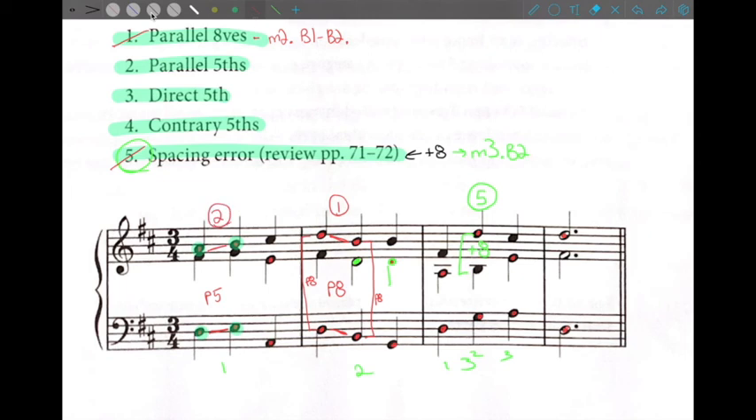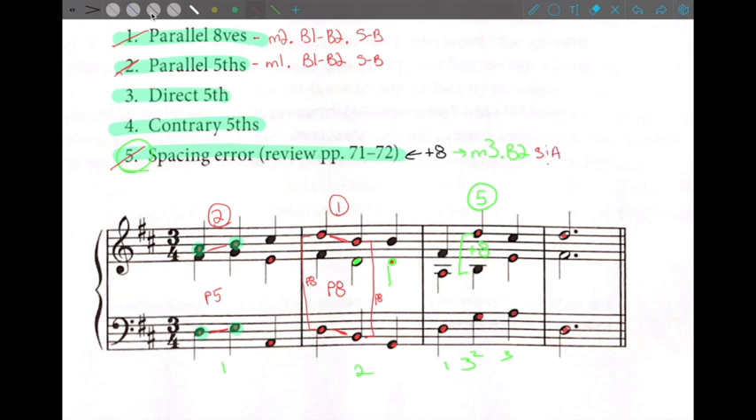Or if you submit it, you can write measure 1, beat 1 through beat 2. Oh, you also have to write the voices that it happens in. This is between the soprano and the bass. Number 1 is between the soprano and the bass. Number 5 is between the soprano and the alto.